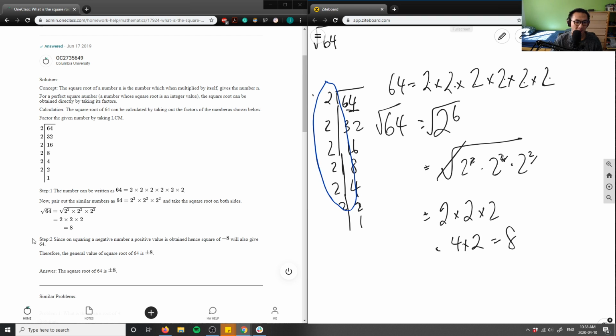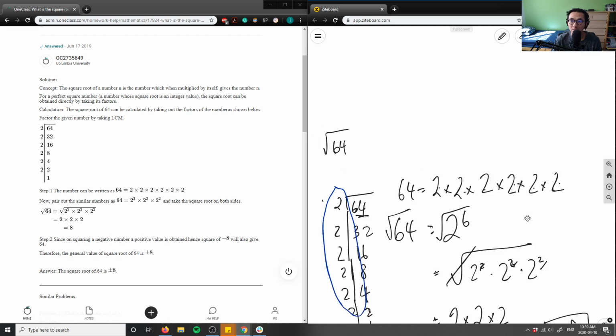And I like step 2, since squaring a negative number gives a positive value, hence the square of negative 8 will also give us 64. That is also correct. So basically they're saying that positive 8 squared is 64, but if I square negative 8, it would also equal 64. So this is also a solution. The solution here is plus or minus 8.